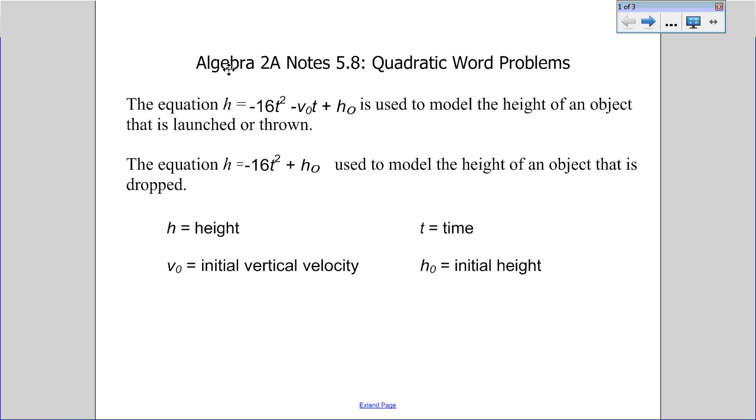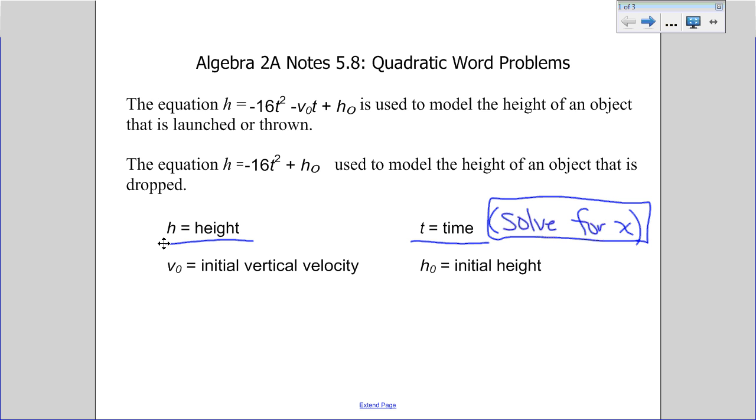So h stands for the height. So if they're asking me to find a specific height, that means you're going to be looking for h. T is the time, so if they're asking me to solve for the time, this is where basically you are solving for x. So this is where we would use the quadratic formula, as if we're solving for t. And then initial vertical velocity, these will all be values that they give us. So these will be given to us.